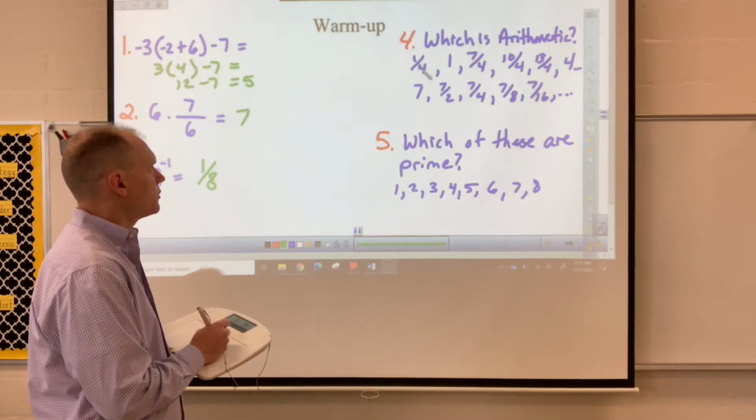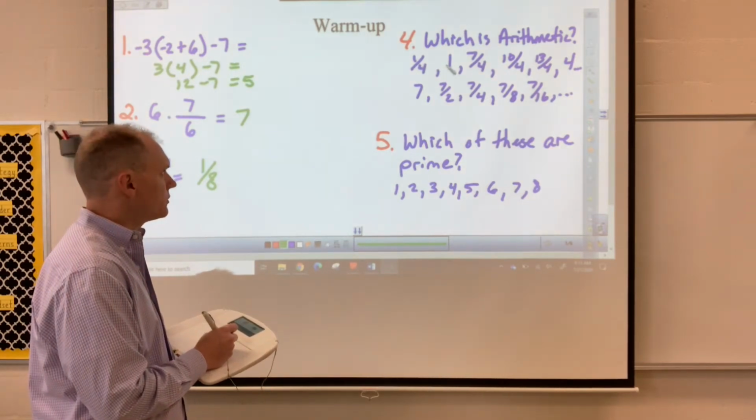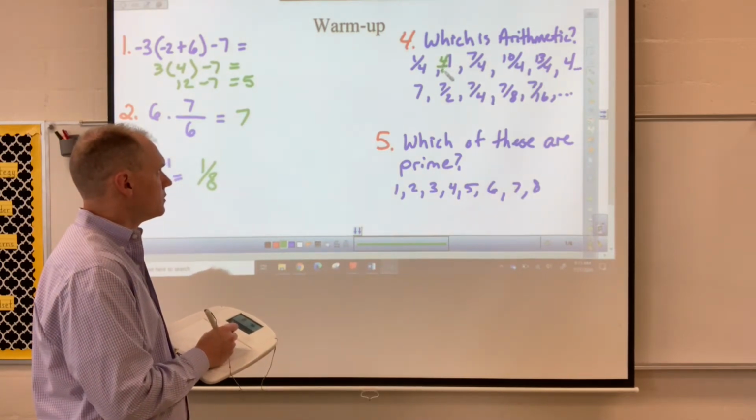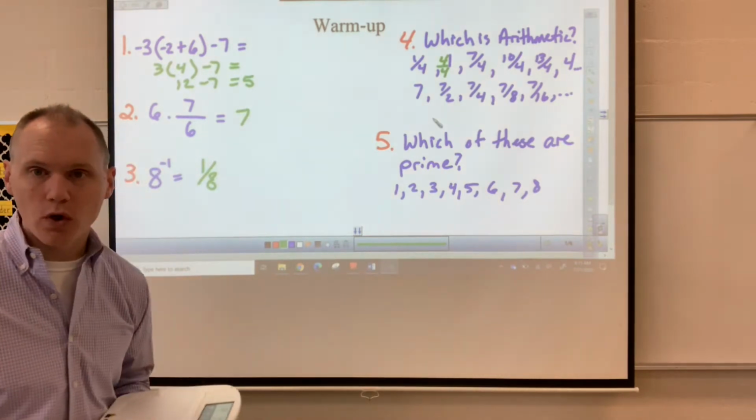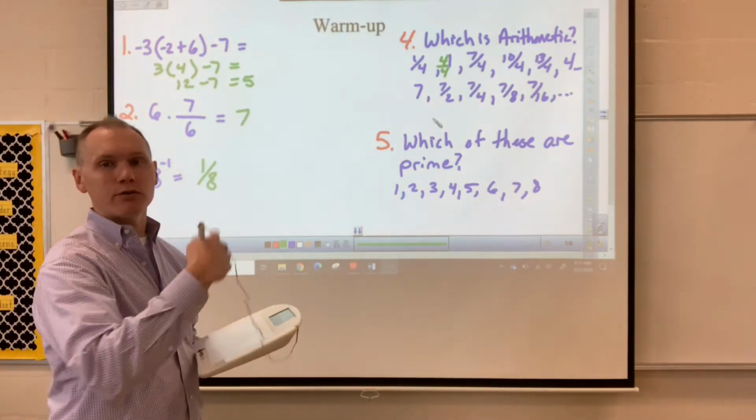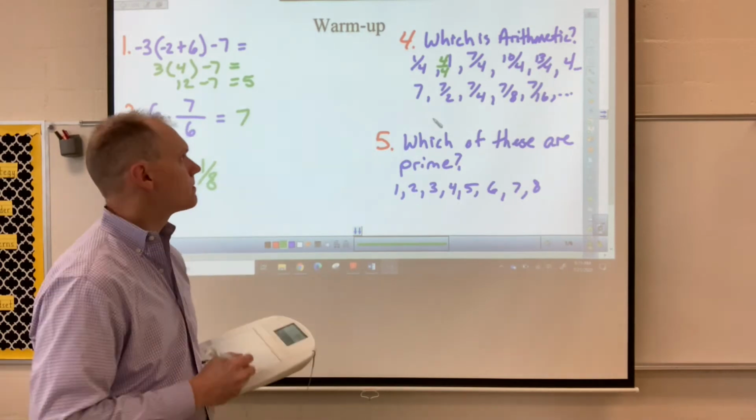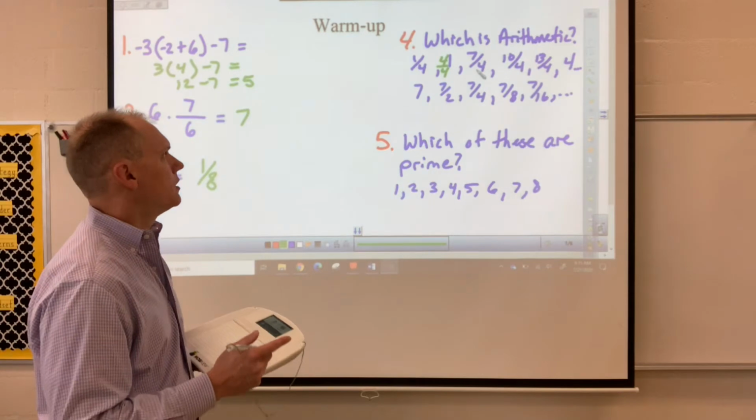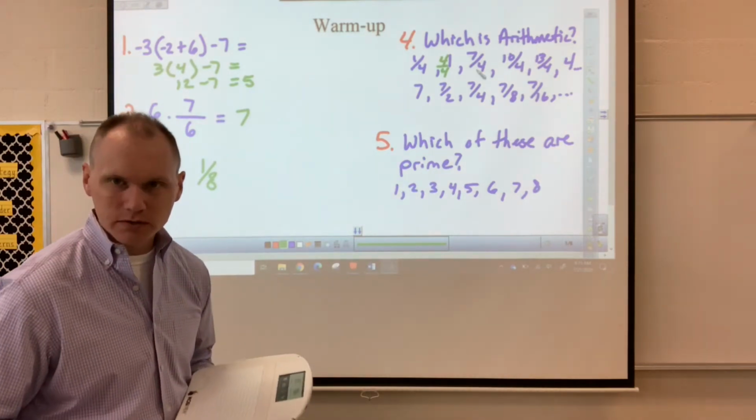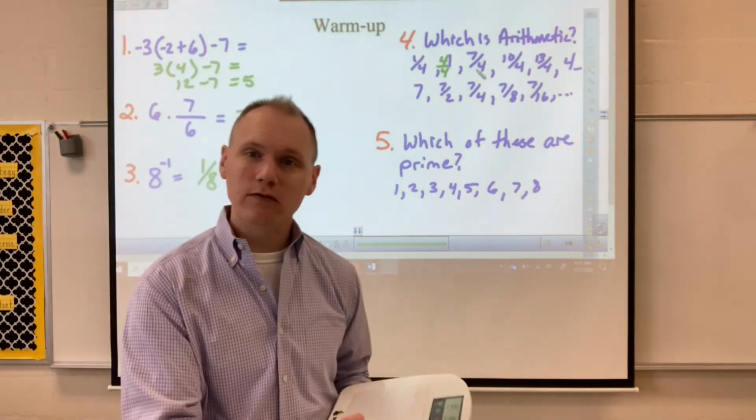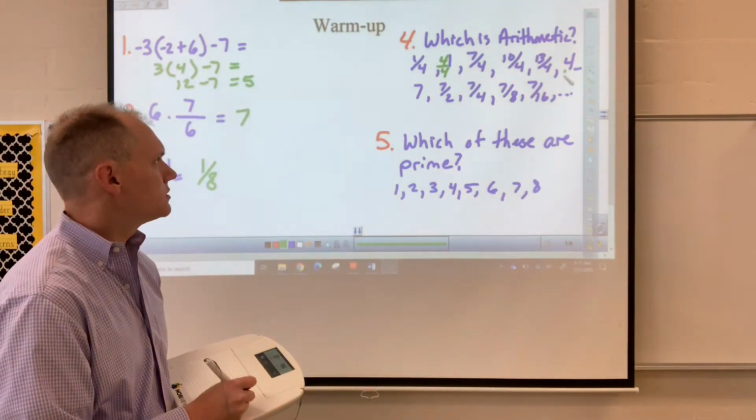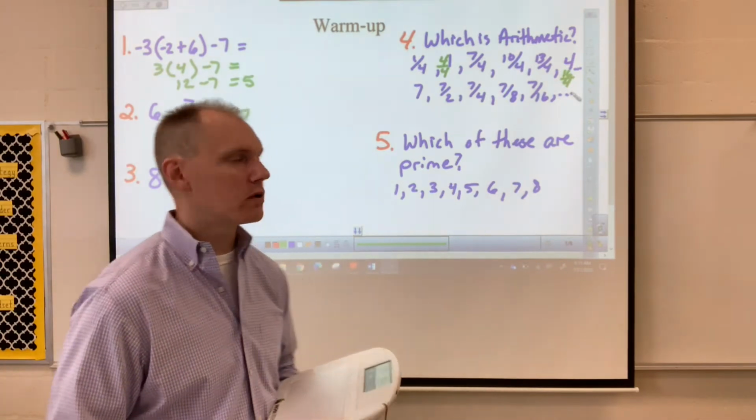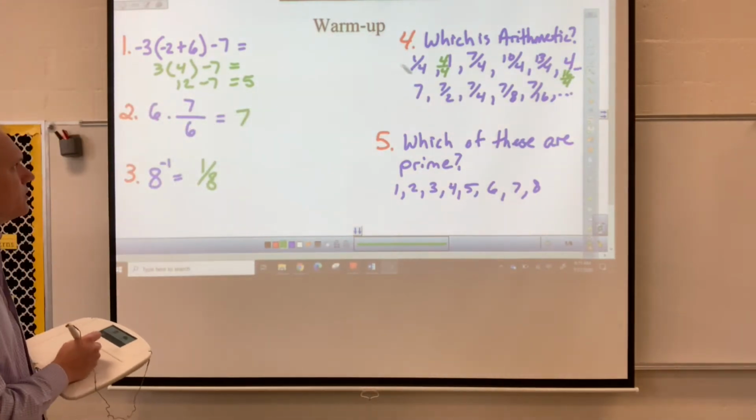So 1/4 plus 3/4 would be 4/4, and 4/4 is 1, right? 4/4 plus another 3/4 will be 7/4. And then 7/4 plus another 3/4 will be 10/4. Plus another 3/4 will be 13/4. Plus another 3/4 will be 16/4 or 4. So this is 16/4, which is just simplified or reduced to being 4. All right, so this one is arithmetic.